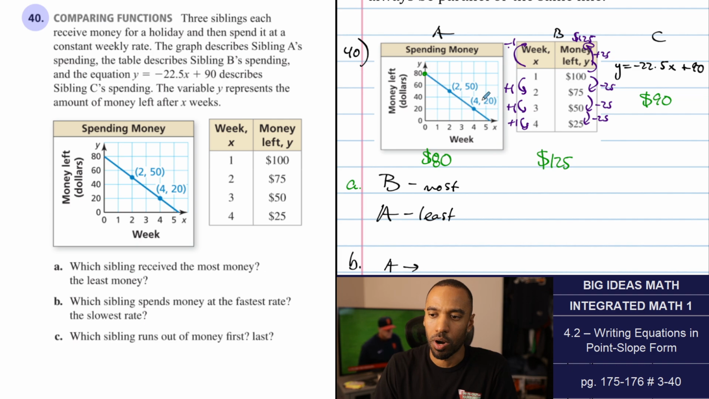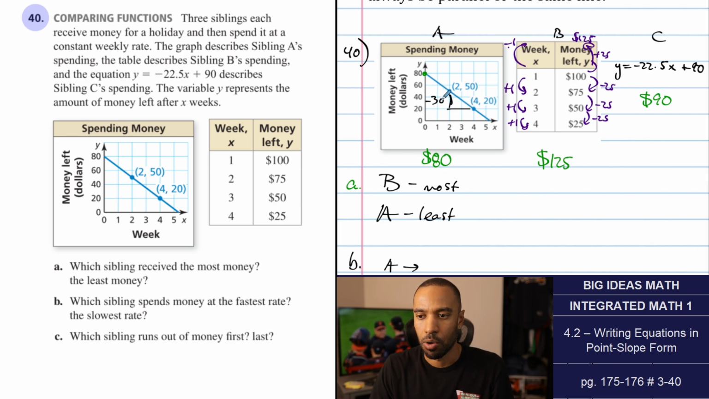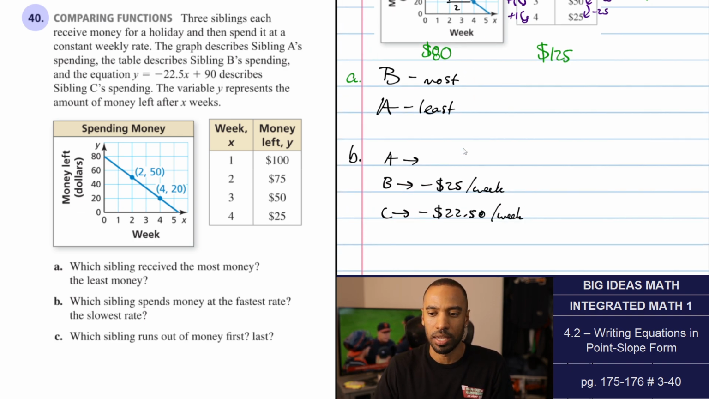A is where we have to do this y2 minus y1 over x2 minus x1 stuff. Or we can kind of count in our head. We're going from 50 to 20, that's down 30. And we're going over 2. 30 over 2 is $15 a week. So person A is 15 a week.